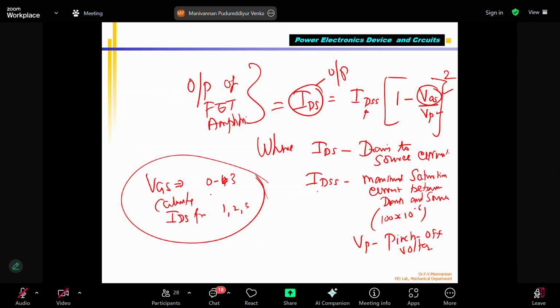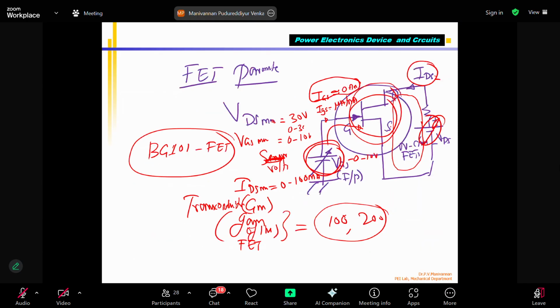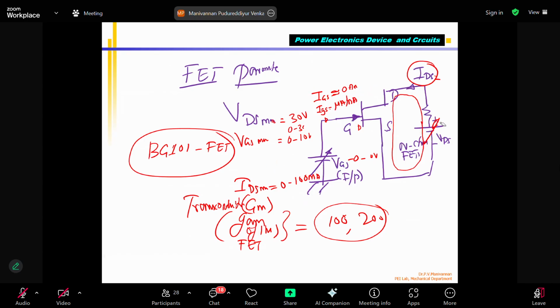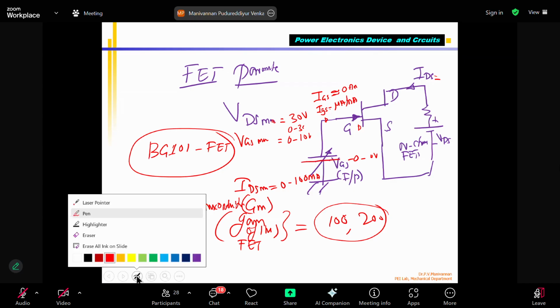For example, draw a common source FET amplifier circuit. Correct? This is a common source FET amplifier circuit. Let me remove most of the things so that you will see the circuit clearly. Okay. So this should be like this. Only a small variation I will make. Sorry.